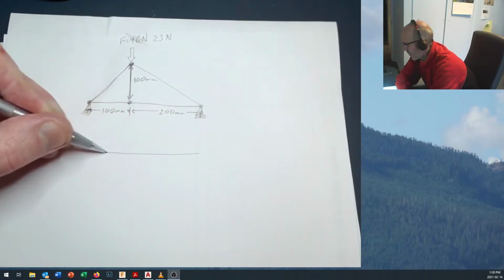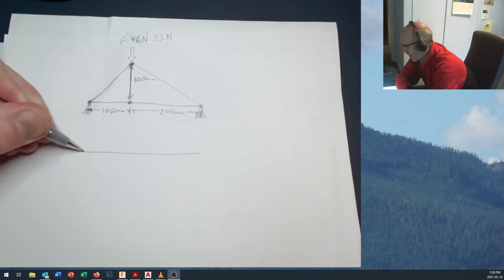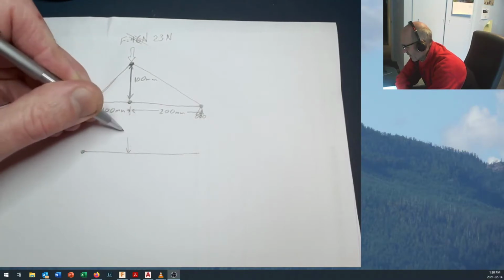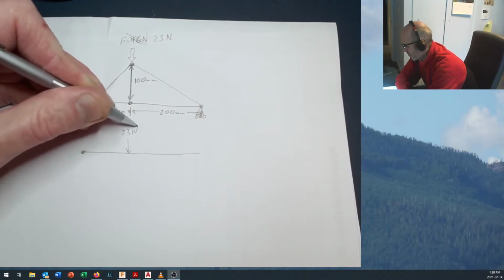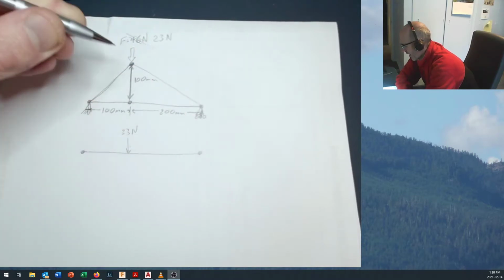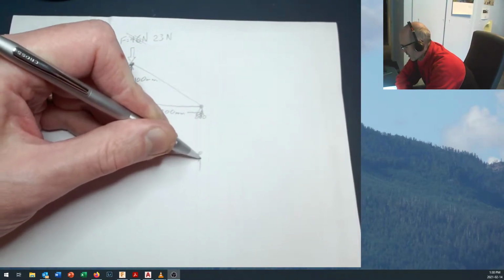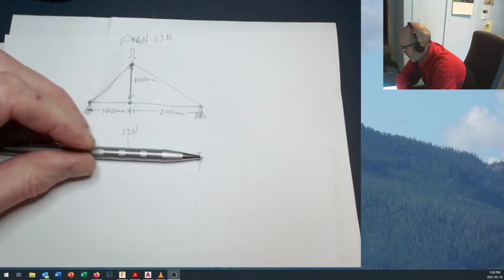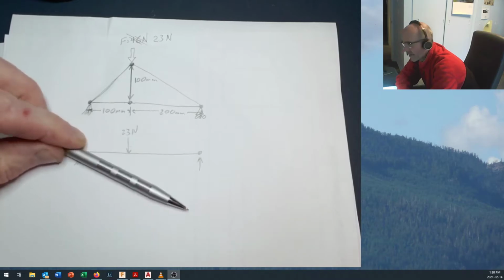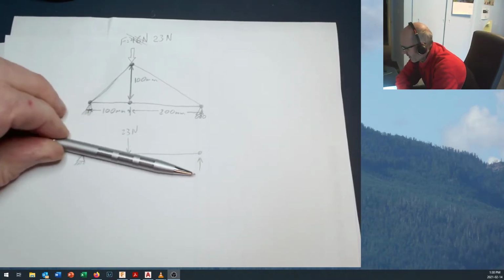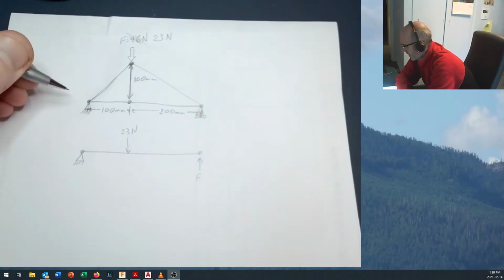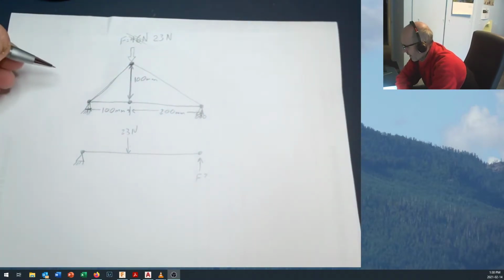So really, we've got something similar to this right here, where our force comes down at a distance of 100. We've got 23 newtons right there. And we've got a force acting up right there. And we're going to say this is pinned or fixed right here. So we've got a lever arm that could swing back and forth like that. And what we need to do is say what force is acting up right in there.